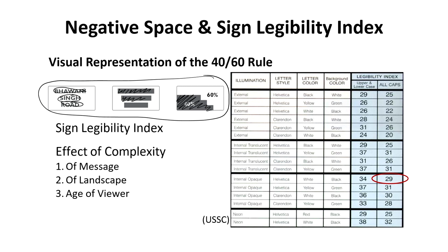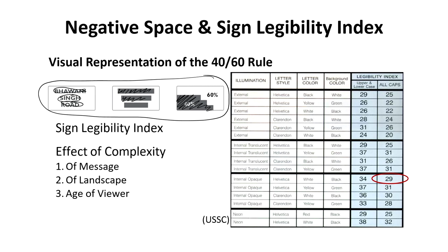It serves as a standardized measurement to determine the legibility of a sign under various conditions. The signage legibility index considers factors such as letter height, font style, color contrast and viewing distance to assess the effectiveness of the sign in conveying the message to the viewer. How is it affected? It is affected by the complexity of messages.